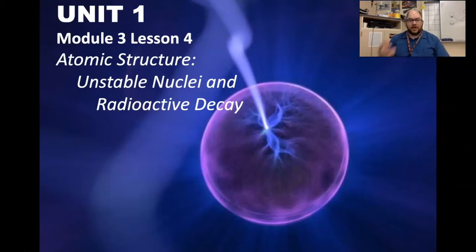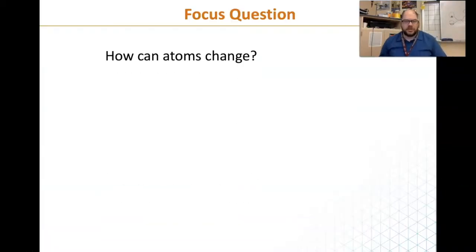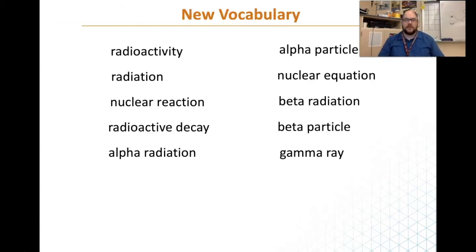Today we're going to talk about unstable nuclei and radioactive decay. So we're still in that atomic structure module, but we're going to talk about the unstable atoms today. So let's move forward here. There we go. Our focus question is, how can atoms change? So think about that. How can atoms change? Hopefully we will be able to answer that towards the end of the video.